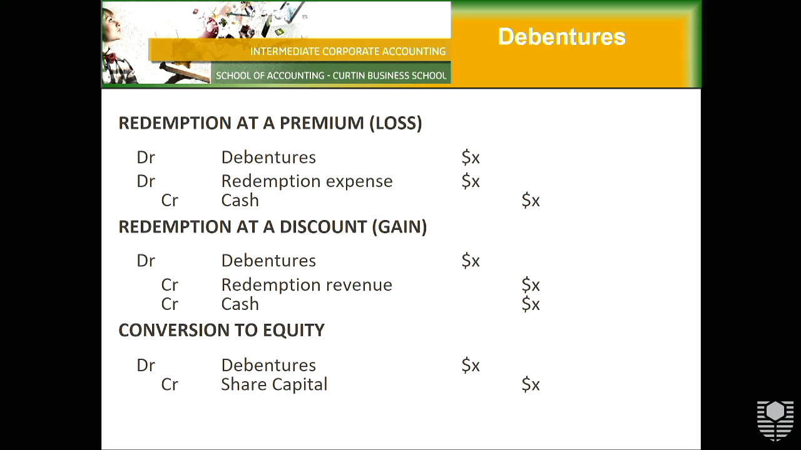Remember, the company is paying extra, so to them it's an expense and it's a loss. Profits come down. All right, remember your debentures are a liability. To redeem it, you're reducing that liability. You're reducing it, therefore you debit your debentures. You're redeeming at a premium, so you're going to have an expense there. For an expense to go up, you debit it, and then you've got your cash component that you pay.